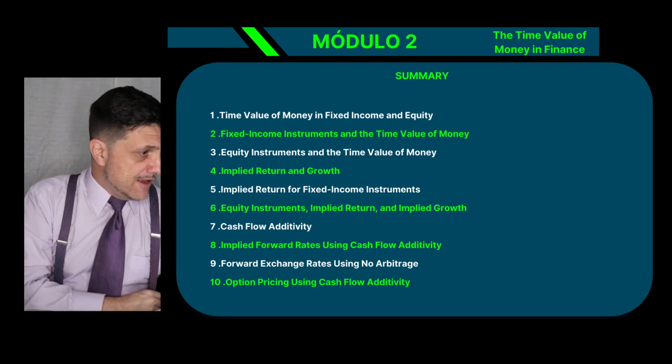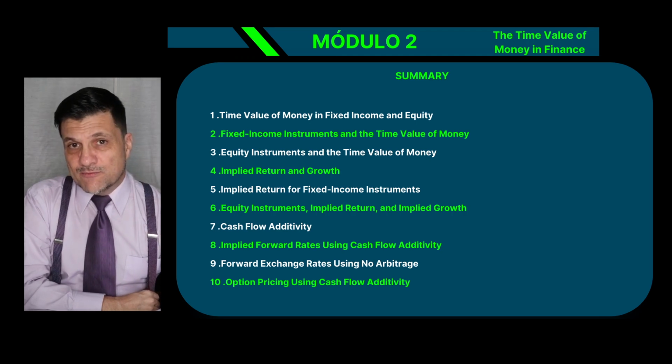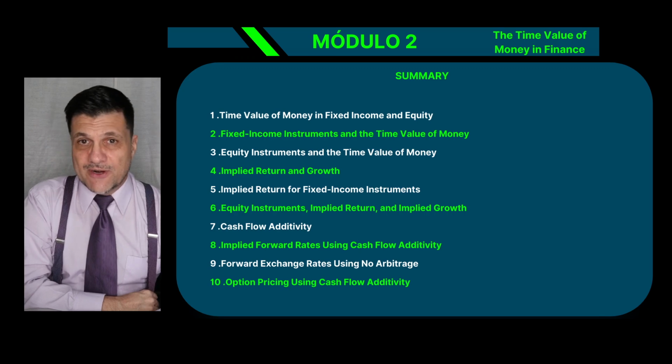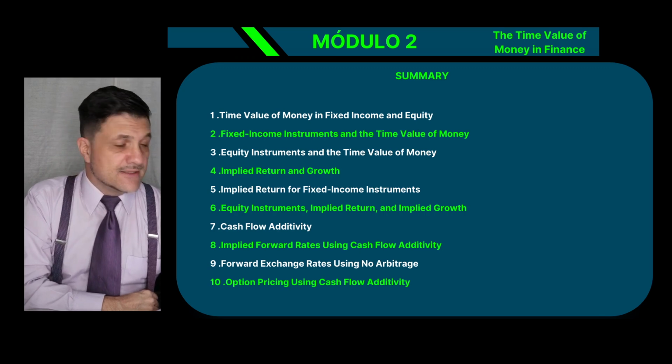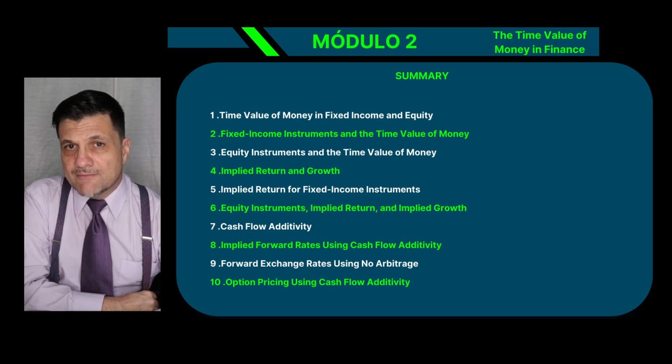Right. In the option price using the cash flow additivity, it's exactly the same. It's bringing the cash flow from the past to the present, and you can use that to calculate options. We're talking here about a very, very useful model called the binomial tree model for options, which you're going to have to know, I suspect.